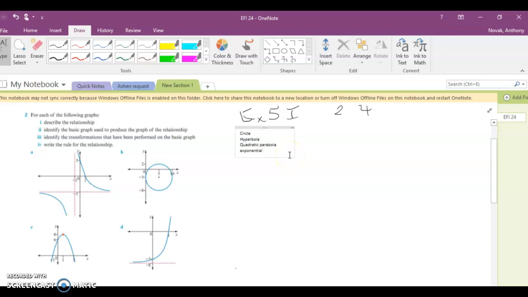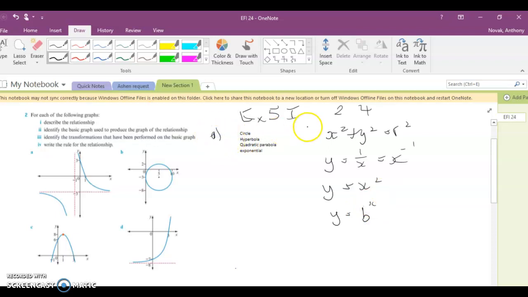Each of those are based on a specific basic graph. So remember, the basic graph for a circle is x squared plus y squared equals r squared. The hyperbola is y equals 1 over x, or remember, it is because the power is the power of -1. The quadratic, of course, was y equals x squared, and the exponential was y equals a base to the power x, where the x in actual fact is an index. So that's part A and B.